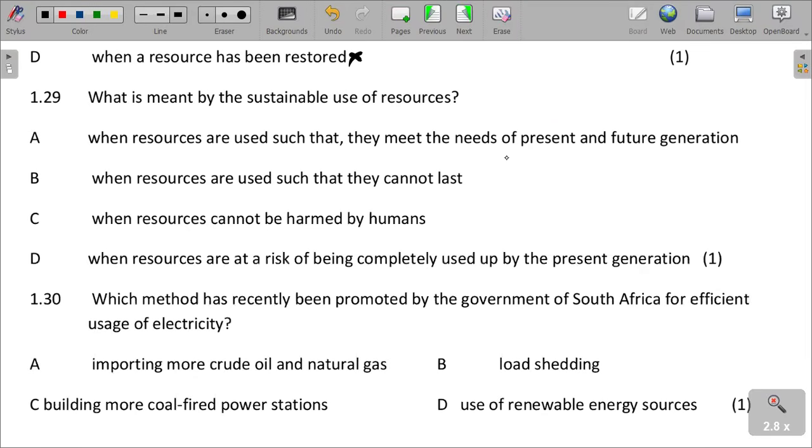And then what is meant by sustainable use of resources? When resources are sustainably used, they are used with an understanding of generations to come. They should be used to meet the needs of today and also the future. When resources are used such that they meet the needs of the present and future, that explains sustainability.